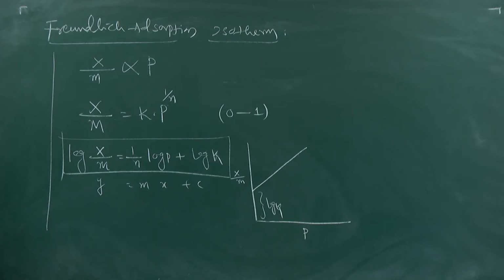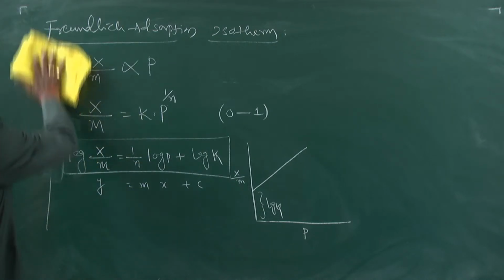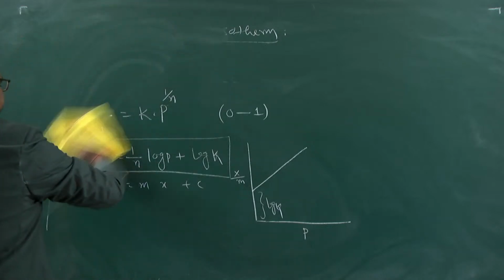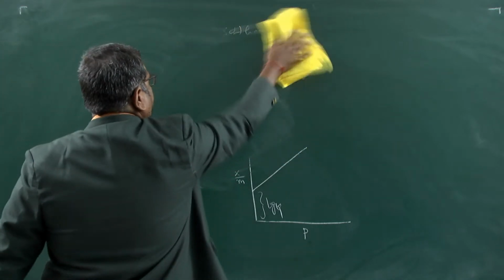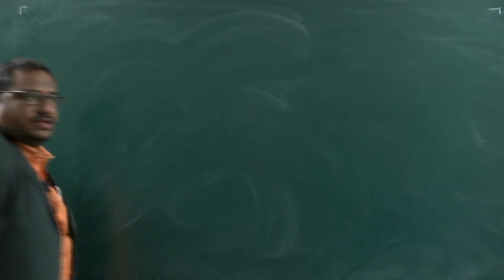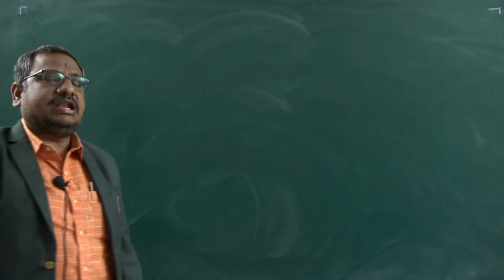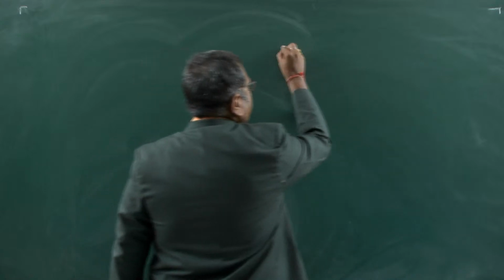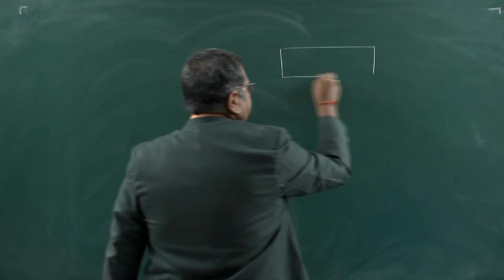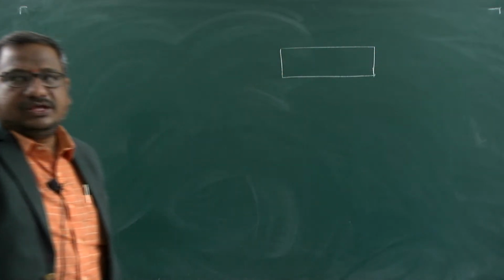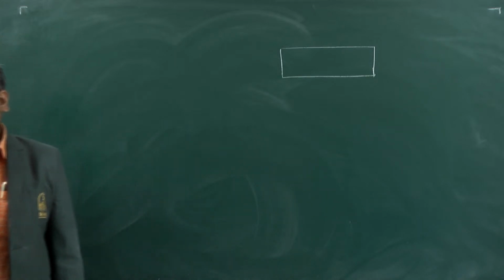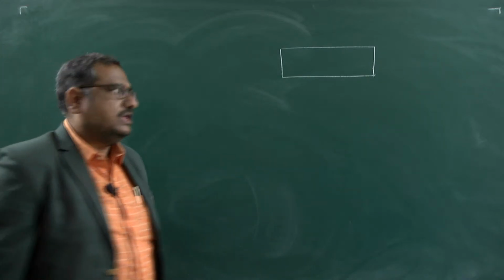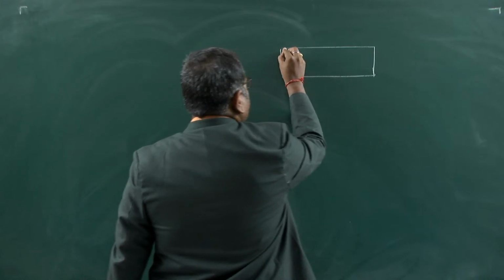Next one, the Langmuir adsorption isotherm. Before discussing it, note that the Langmuir adsorption isotherm is for chemical adsorption phenomena. In the Langmuir adsorption isotherm, we take the surface area. Every metal surface has fixed sites present.